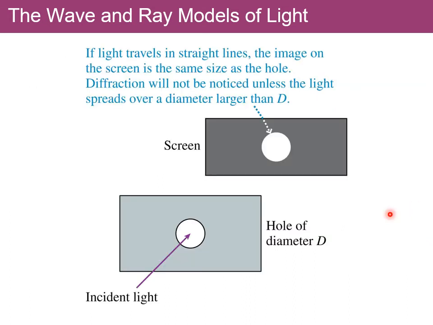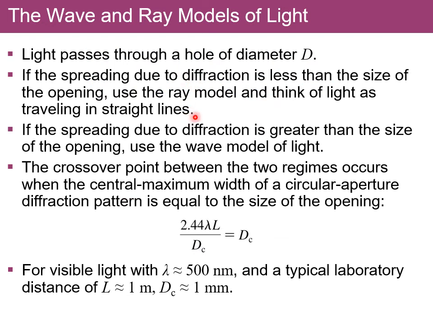If light travels in straight lines, the image on the screen will be the same size as the hole. Diffraction does not become important unless the light spreads out over a diameter larger than d. When light passes through a hole of diameter d, if the spreading due to diffraction is less than the size of the opening, then use the ray model and think of light as traveling in straight lines.